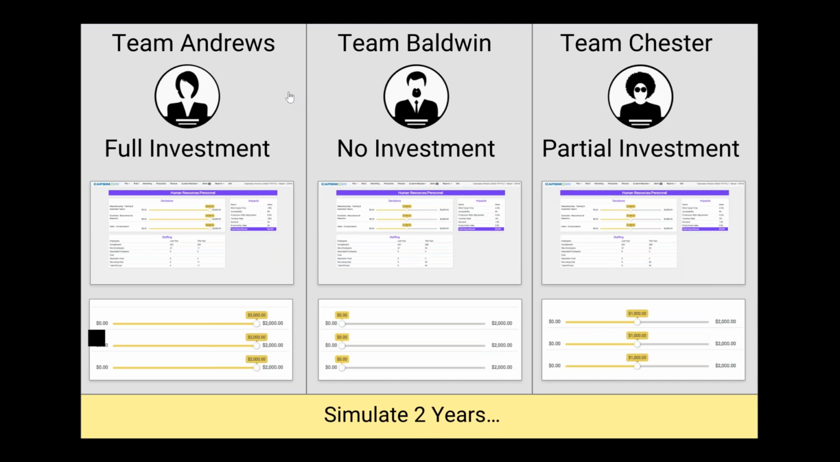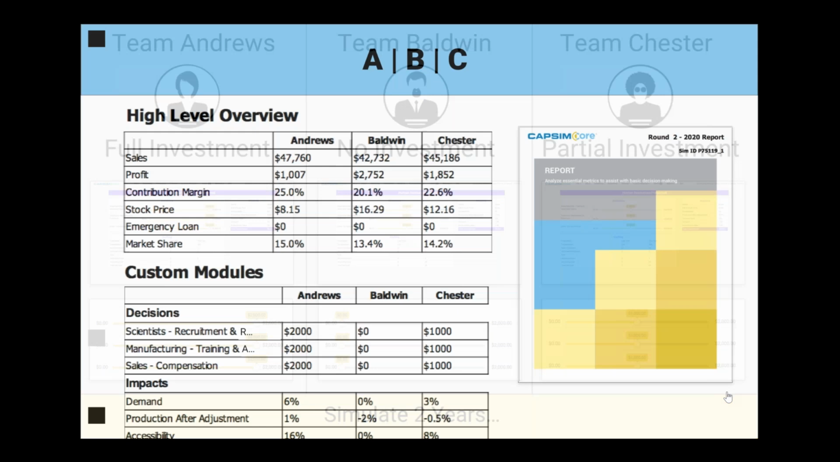And we use this example to show Team Andrews investing the full amount of $2 million in each of these measures, Team Baldwin making zero investment in any of the measures, and then Team Chester kind of playing the in-between. They're going to invest $1 million in each of these three human resources decisions. So we're going to simulate ahead 2 years and actually take a look at the reports to see how this plays out. And when we showed this to our professor, he was pretty ecstatic. The story made sense to him.